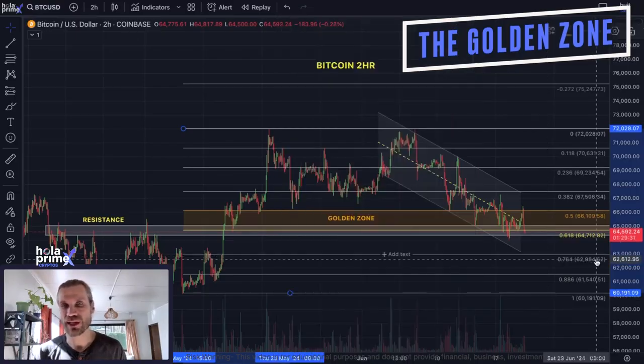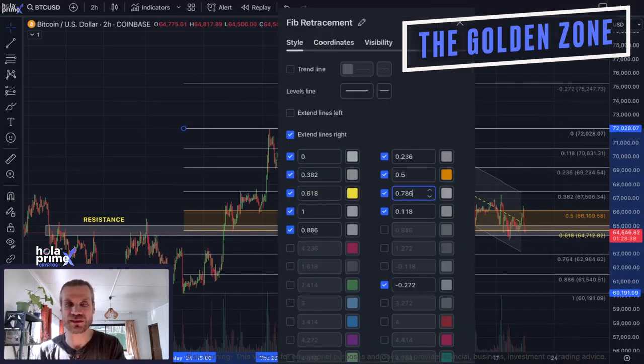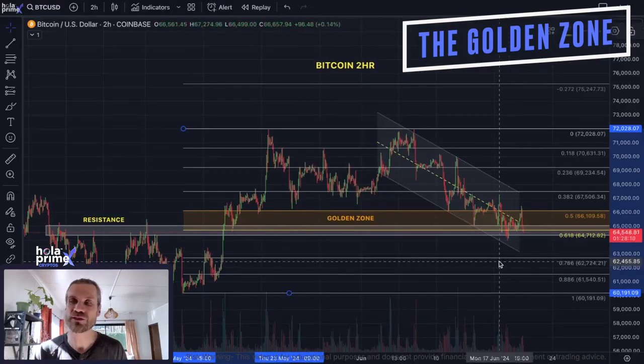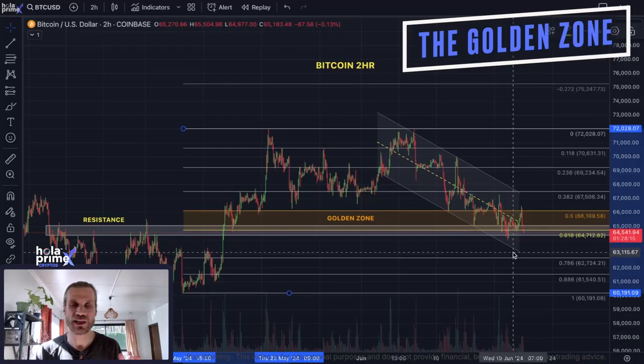So some traders will have the 0.764 level on their price chart, as I said, as it's the mirror of the 0.236. But that percentage is actually not based on the Fibonacci sequence. So technically you should be using the 0.786 level instead. However, you'll often see both the 0.764 and the 0.786 on price charts, so don't get confused by that.